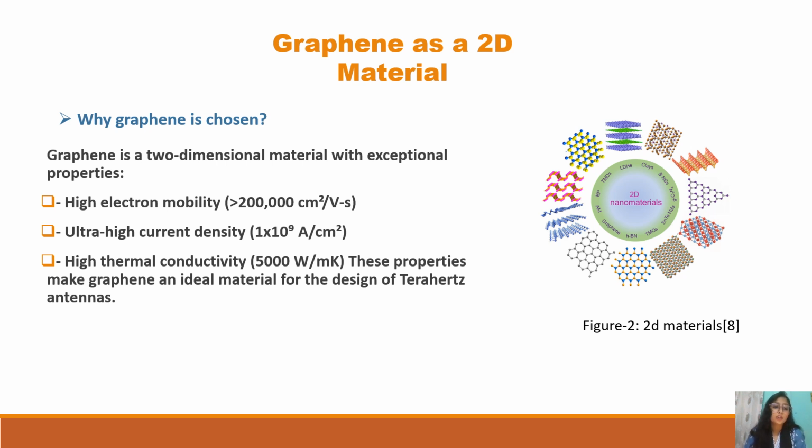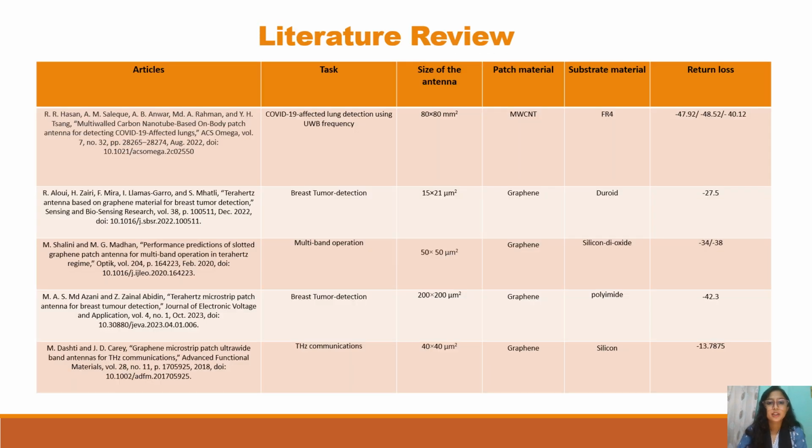And high thermal conductivity, which is 5000 watt per meter Kelvin. A high thermal conductivity value such as 5000 watt per meter Kelvin means that the material is very efficient at transferring heat, which is important in applications where heat dissipation is critical, such as in electronics and high power devices. So these properties make graphene an ideal material for the design of terahertz antennas. Let's move to the next slide.